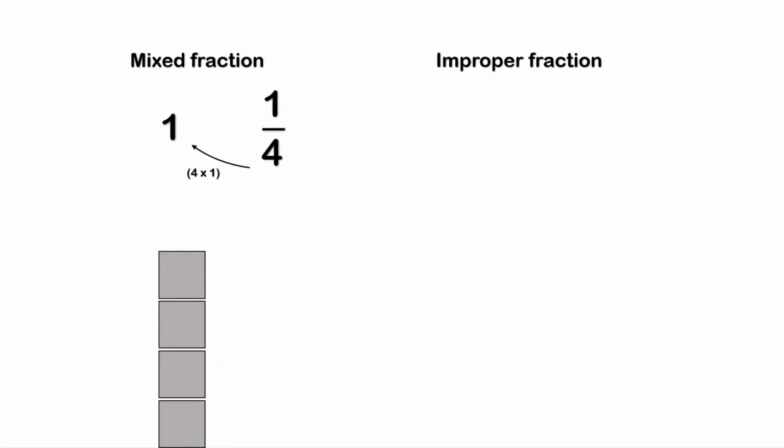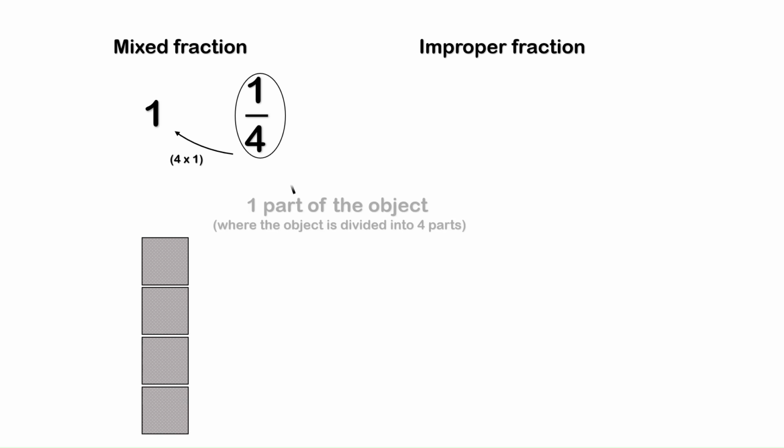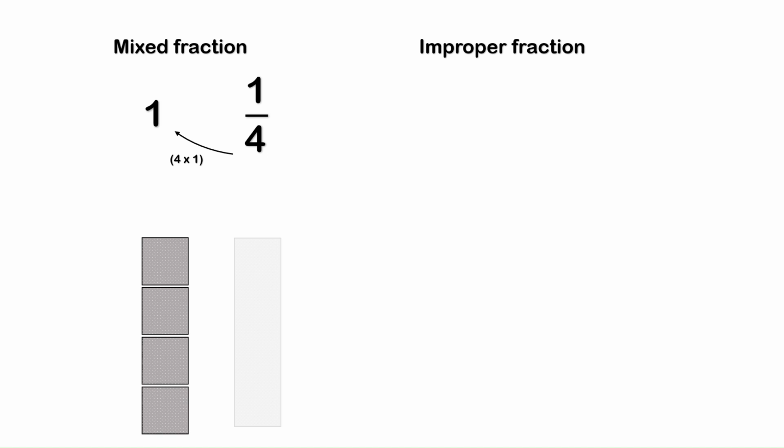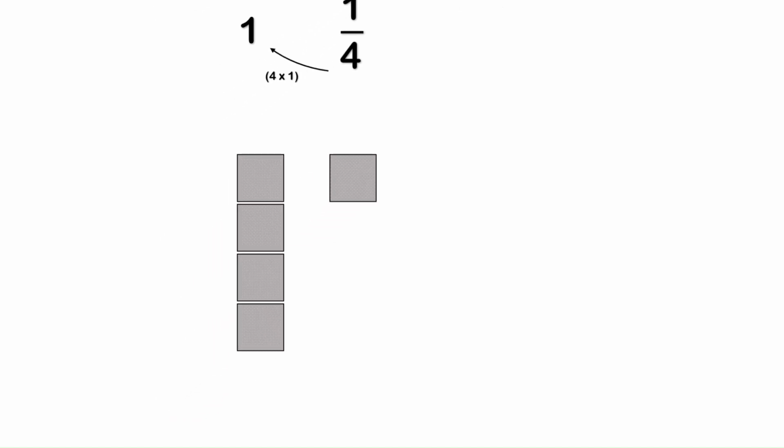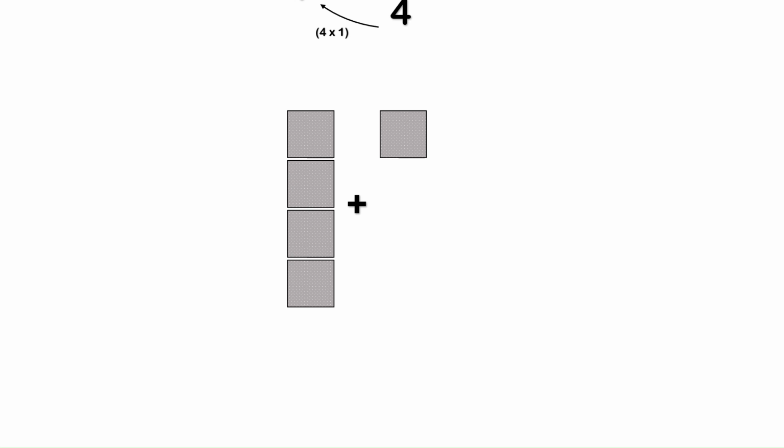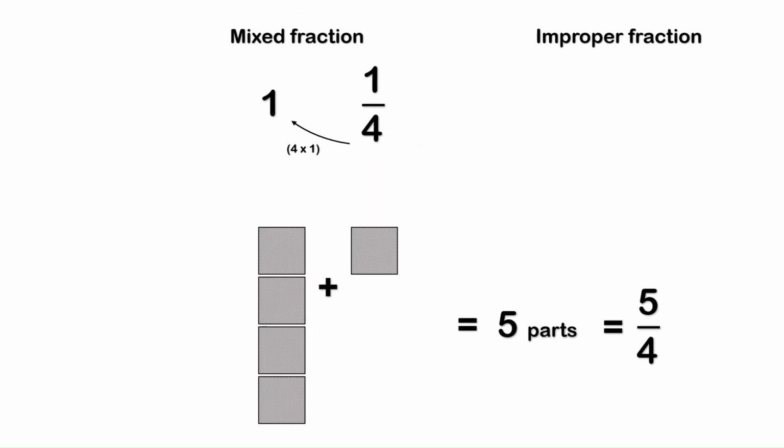Now this fraction 1 upon 4 is just one part of an object which is divided into 4 parts. So we will draw one whole object, divide it into 4 equal parts and take just one part. Now we are going to add these parts together. We can easily notice that we now have 5 parts in total. And we can write these 5 parts in mathematical language as 5 upon 4. We are using the denominator 4 to indicate that the parts come from an object which is divided into 4 parts.